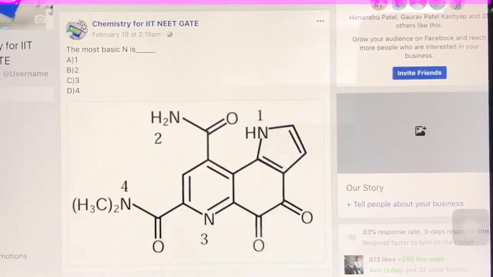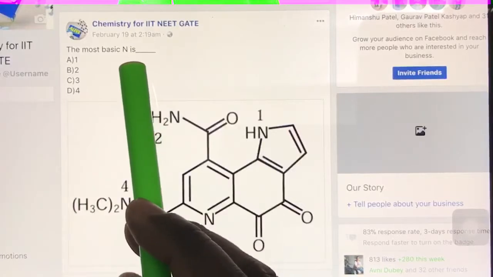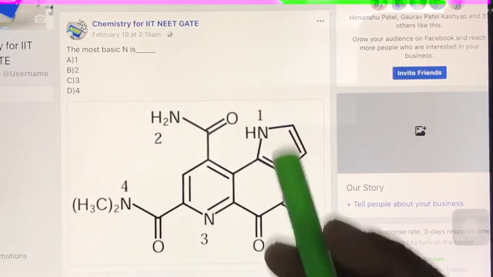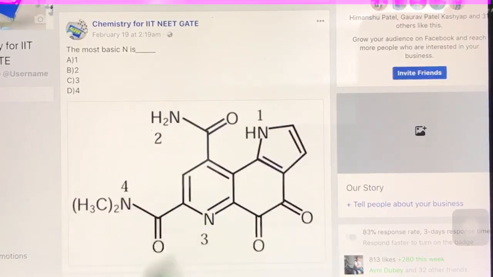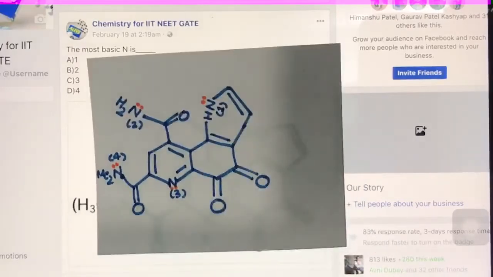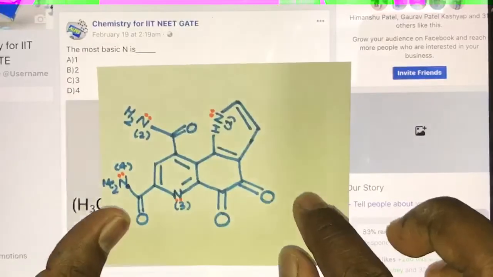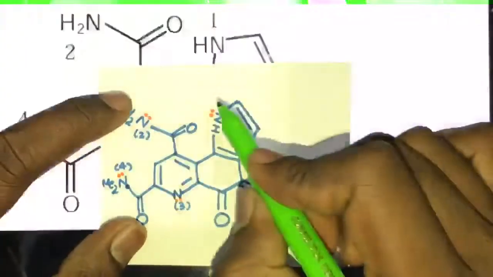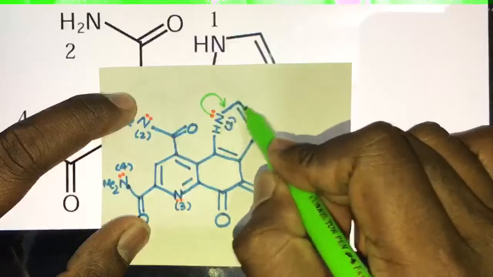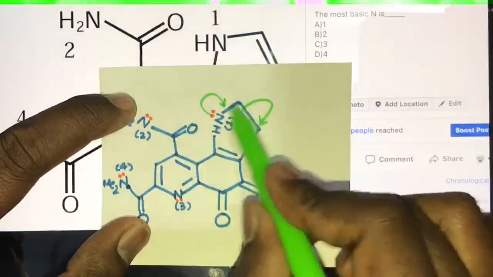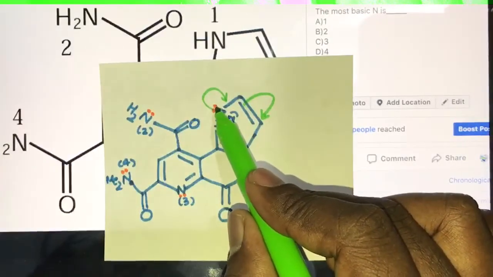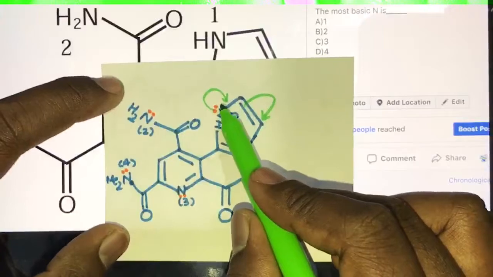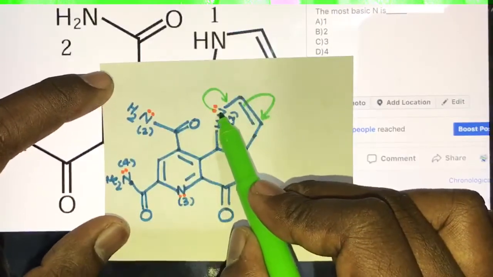Now coming to the next problem, the problem is the most basic nitrogen. We have to find the most basic nitrogen in this molecule. So there are 4 nitrogens, 1, 2, 3 and 4. So let's check here. This is the structure. Basically we see that this lone pair is taking part in resonance because this is an aromatic ring. So the lone pair is delocalized here, so it will not be available for H plus. So this nitrogen is not basic.